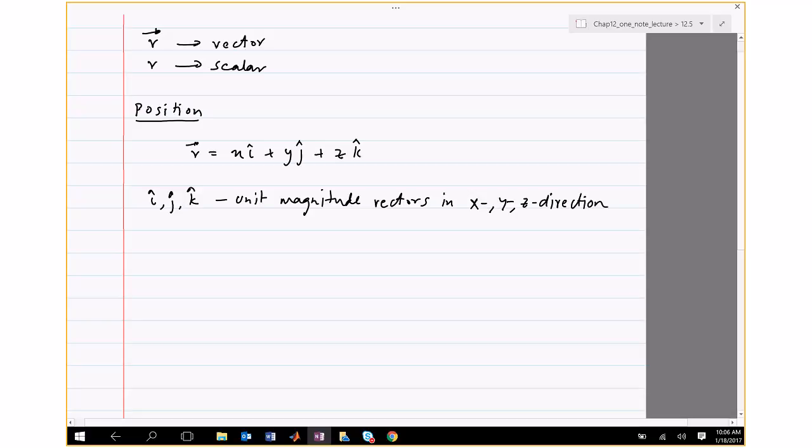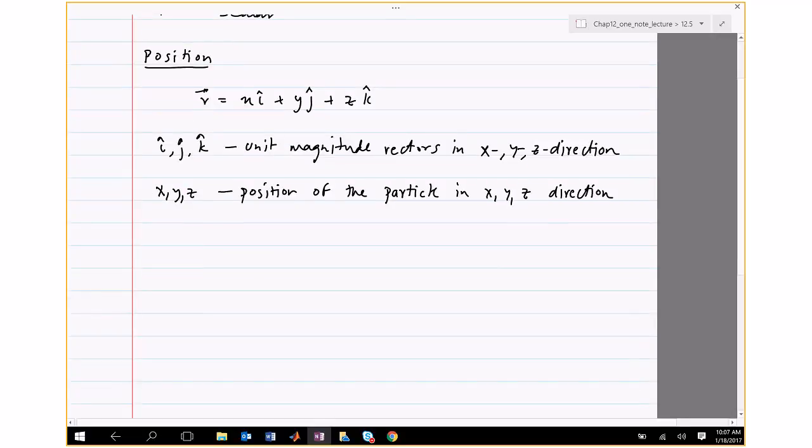I'll use a hat to denote a unit vector. So an arrow to represent a general vector and a hat to represent a unit vector. And X, Y, Z are the position of the particle in X, Y, Z direction. Is that clear? So once we have the vector, we can then find the magnitude and the direction of the vector.